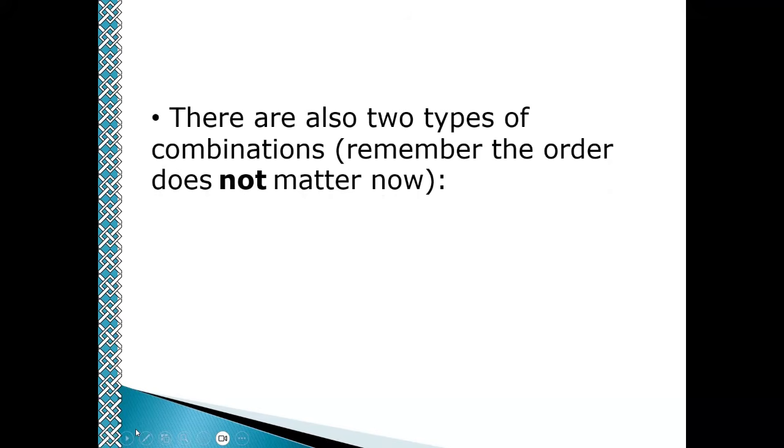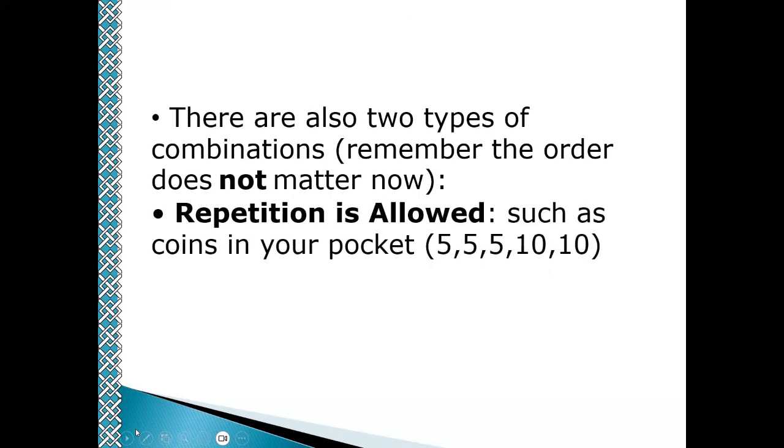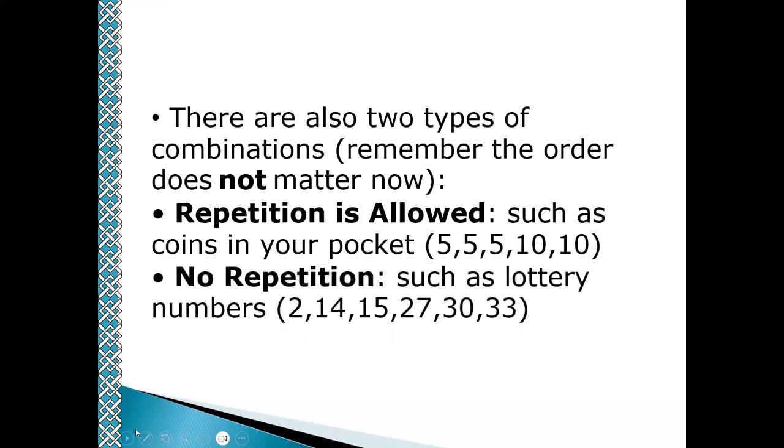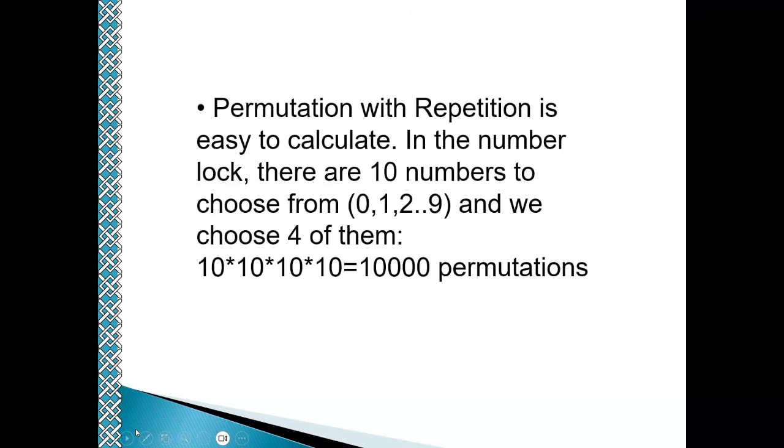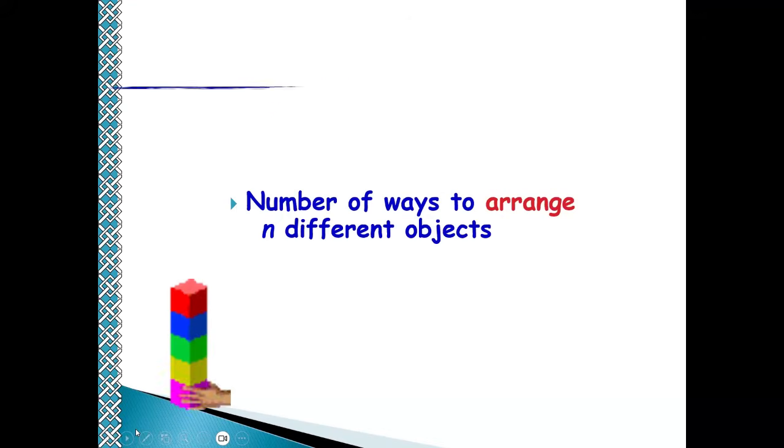So there are also two types of combination. Remember, the order does not matter. A repetition is allowed, such as coins. Which 5 rupee, which 10 rupee I give, it doesn't matter. Or no repetition, such as lottery numbers. Lottery numbers are unique, so only one of them, two of them, five of them will get that prize. Repetition is easy to calculate. So this is what we have done, 10 into 10 into 10.